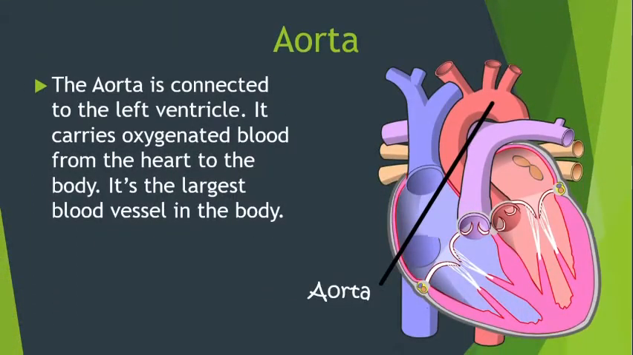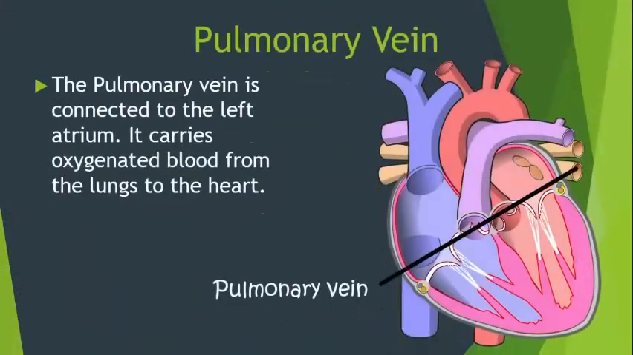Aorta. The aorta is connected to the left ventricle. It carries oxygenated blood from the heart to the body. It's the largest blood vessel in the body. Pulmonary vein. The pulmonary vein is connected to the left atrium. It carries oxygenated blood from the lungs to the heart.